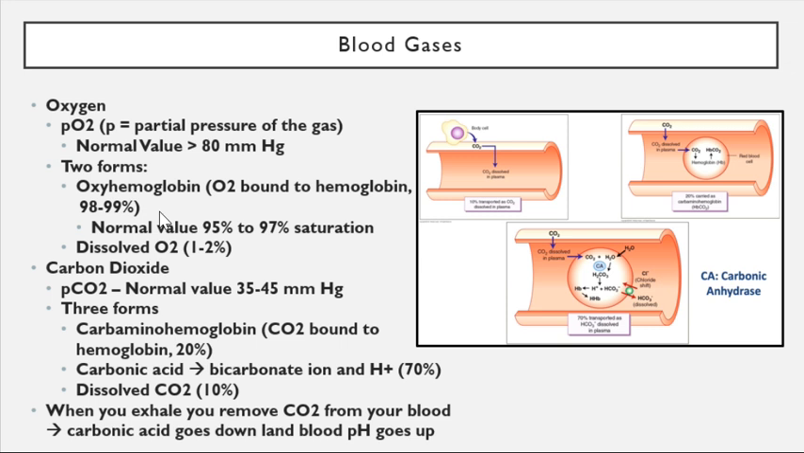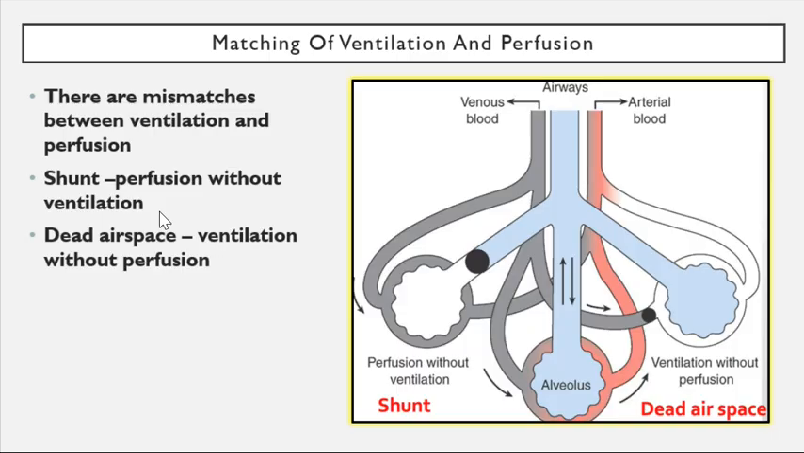But some of it's also just dissolved as carbon dioxide. So when you exhale, you remove carbon dioxide from your blood, and the carbonic acid goes down, and your blood pH goes up. So this is a way that you can actually buffer your body. If you have a whole bunch of hydrogen ions in your body, you can exhale more, and it gets rid of the carbonic acid, and you can lower your pH. Hopefully that makes sense, but if not, just come and ask me.